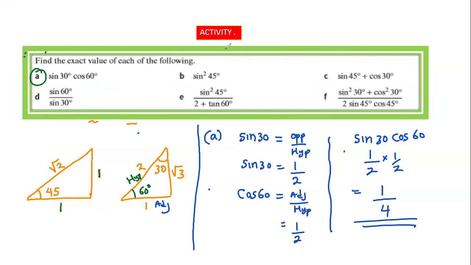Nancy, unmute. Okay, Daniela? Good morning, teacher. Teacher, I thought for 60, since the 60 was in the equilateral triangle, so we consider that 2's where we put on the sides. So I thought when you're getting the adjacent and the hypotenuse, the answer will be 2 over 2.